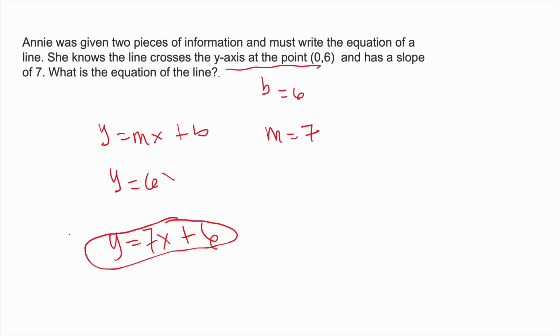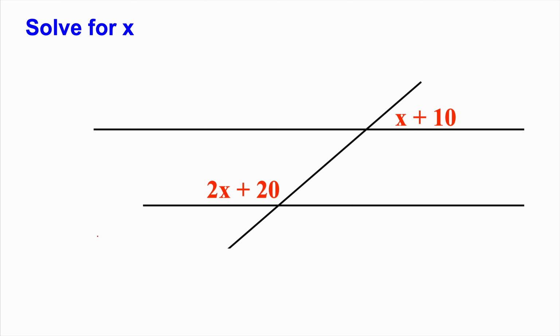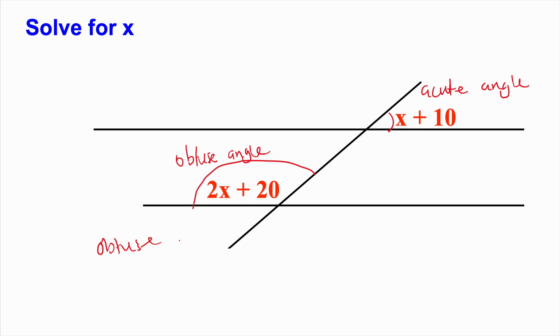All right, that's also cool. Now let's come to this question. You know obtuse angle. An obtuse angle is greater than 90 degrees, and an acute angle is less than 90 degrees. We already know that an obtuse angle plus an acute angle will always equal 180 degrees. That's one of the principles we know, so we can use that to solve this question.